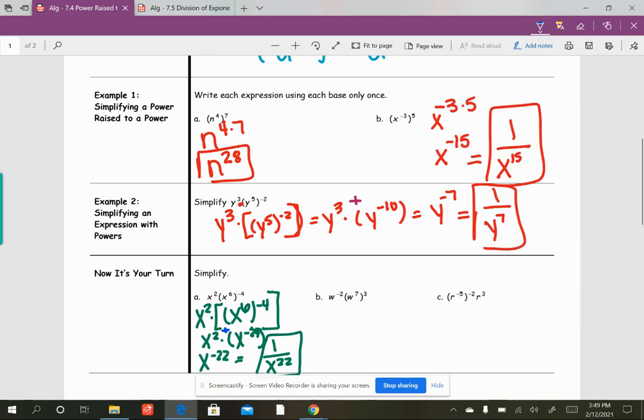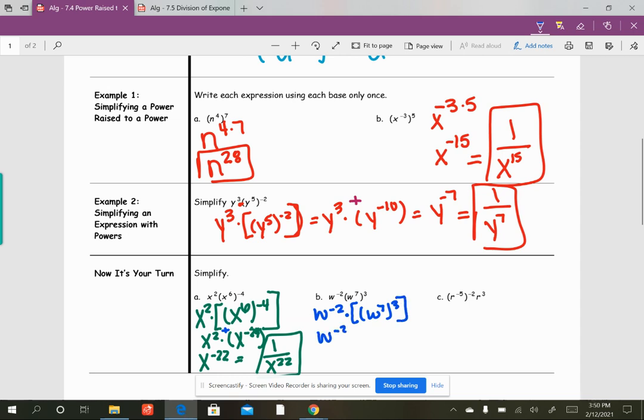Now let's look at letter B. So we have, again, w to the -2nd. We think of that as a coefficient in front that's being multiplied into the parentheses, but we're not ready for that yet. We need to do the exponent on the outside first. By putting that in brackets, we're able to see that as the first step.